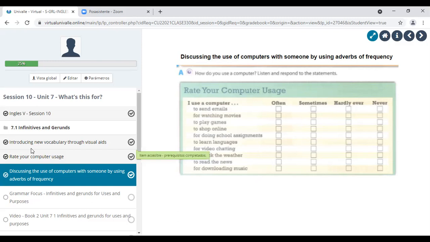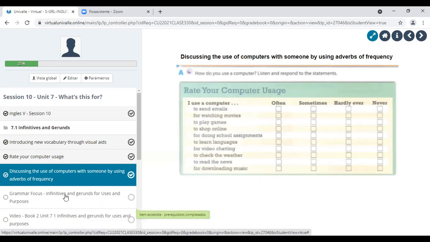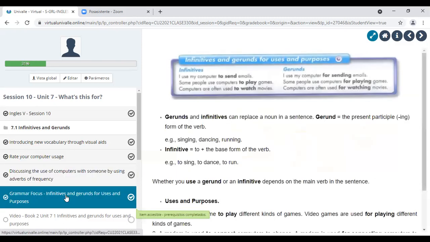So that will be related to how you use your computer, and then you're going to check, you're going to match the usages that you made for your computer. And here today we're going to be learning about infinitives and gerunds for uses and purposes. In this case, we're going to be focused on gerunds and infinitives for both uses and purposes.